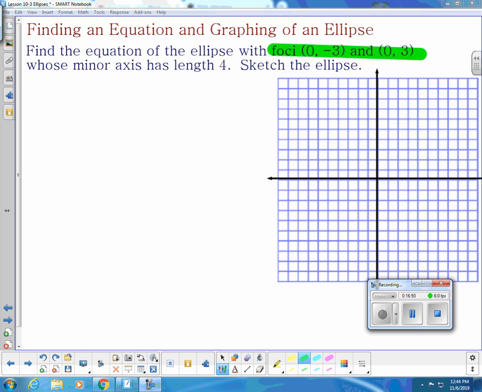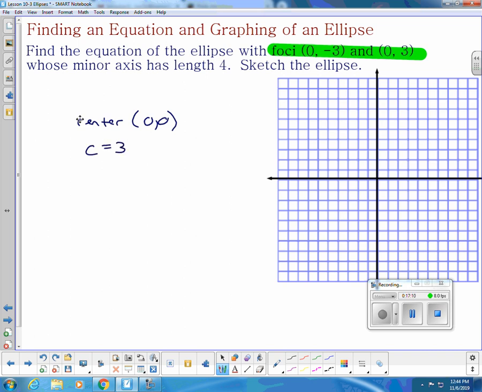They're giving you two focal points. The center is (0, 0). Yeah, the center's got to be smack dab in between, right? Good. What else can you figure out? The C value is what? 3. The C value is 3. Good. One more thing you can figure out. I'm talking about just that stuff I highlighted. What else can you tell? You've got the center, you've got the C value.